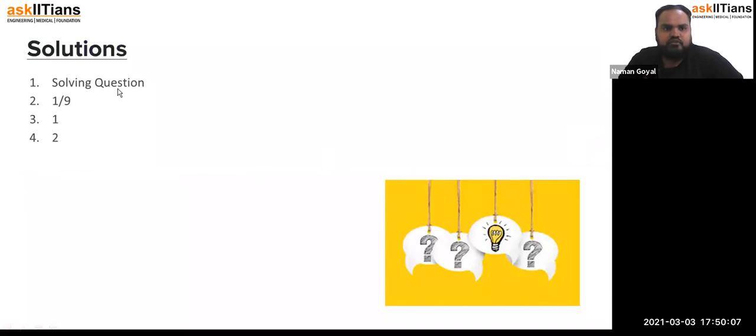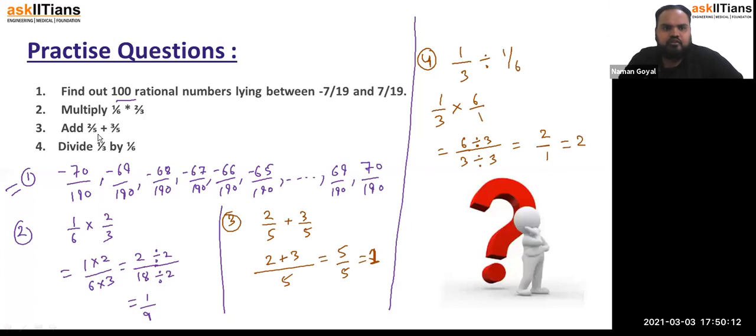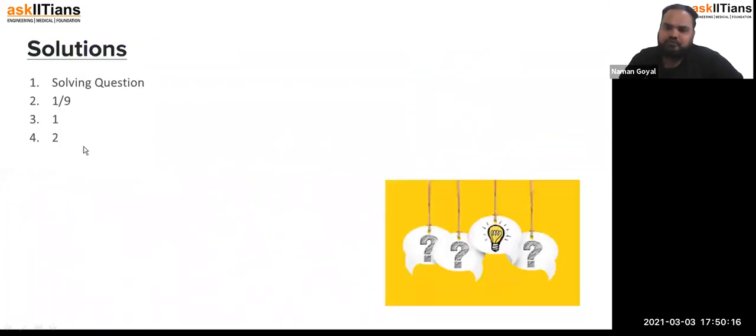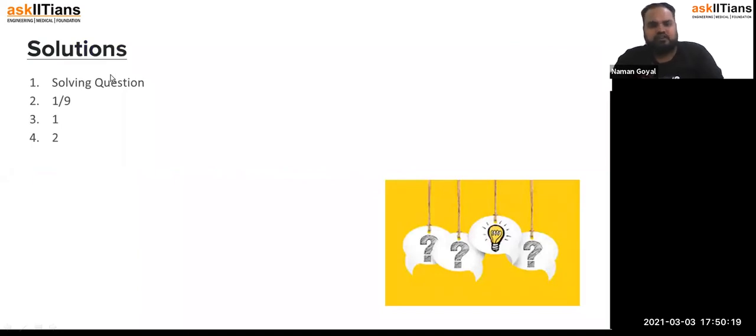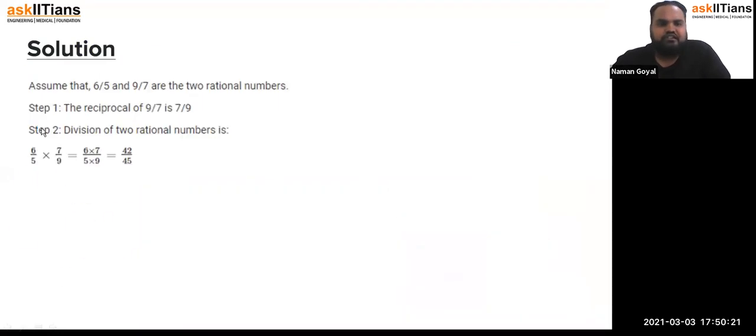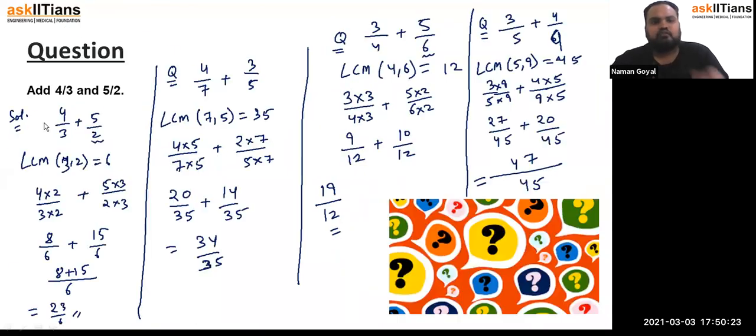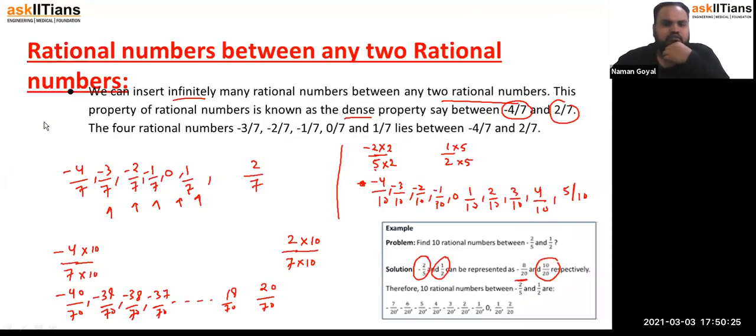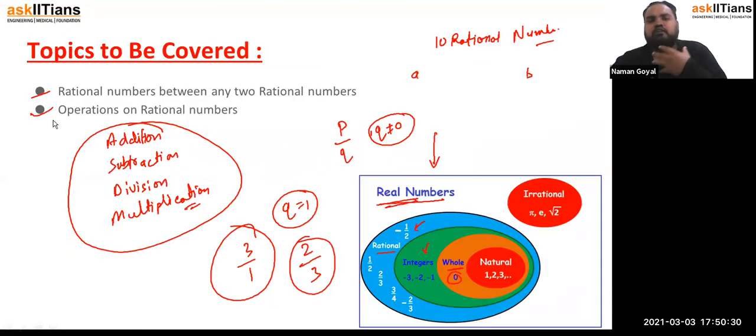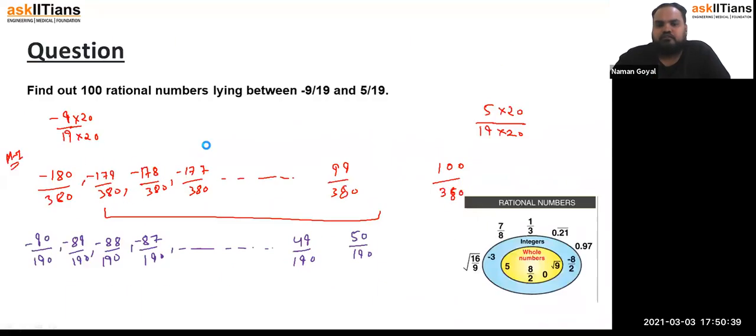Right? So we solved the questions. 1 by 9 is the answer for the second one. Let me check. 1 is the answer for the third one and 2 is the answer for the last one. Got it? I hope you understand these topics, right? So in today's lecture, what did we learn about? We learned how we write rational numbers between any two rational numbers, and operations. And in operations, we learned how we add two rational numbers, subtract, divide, and multiply.